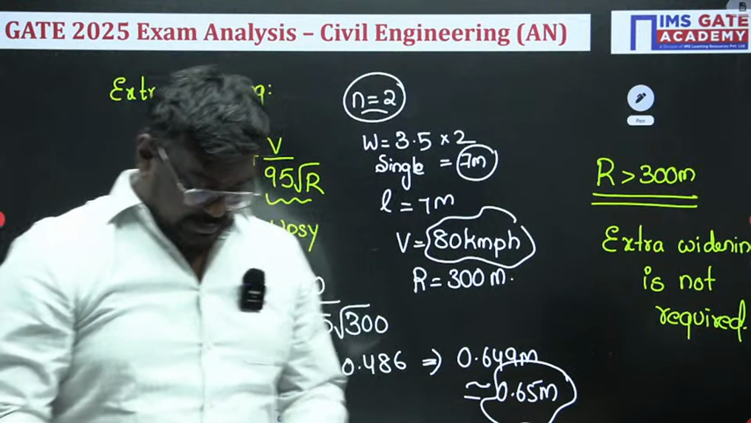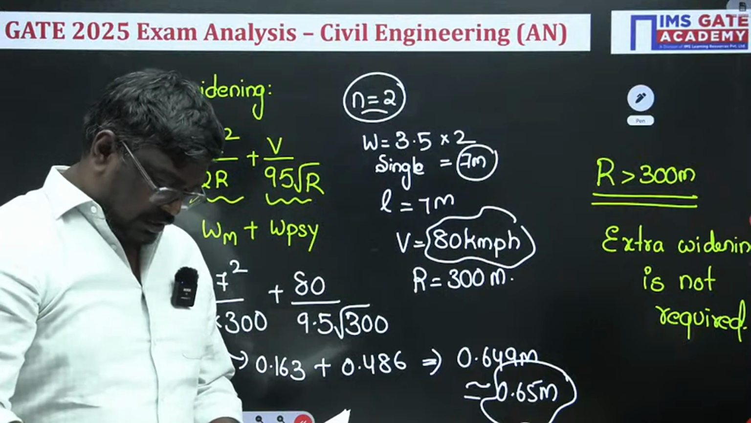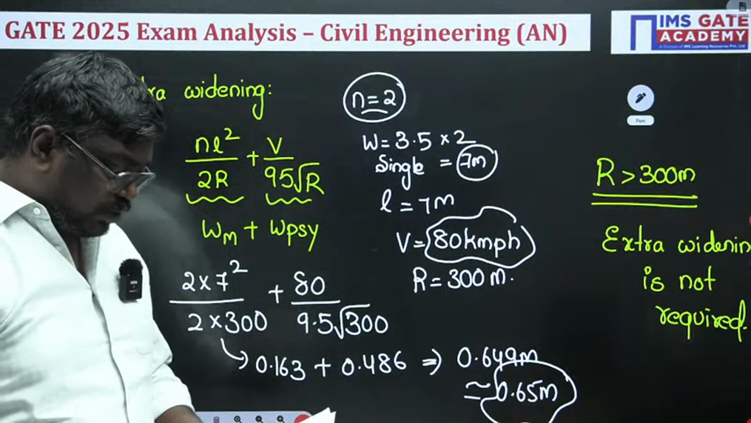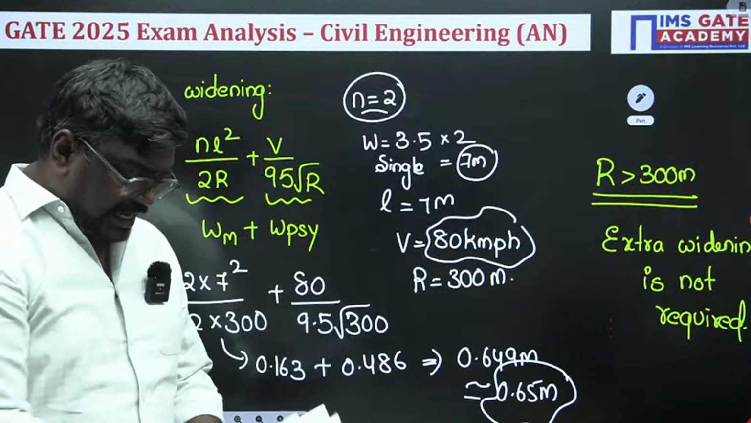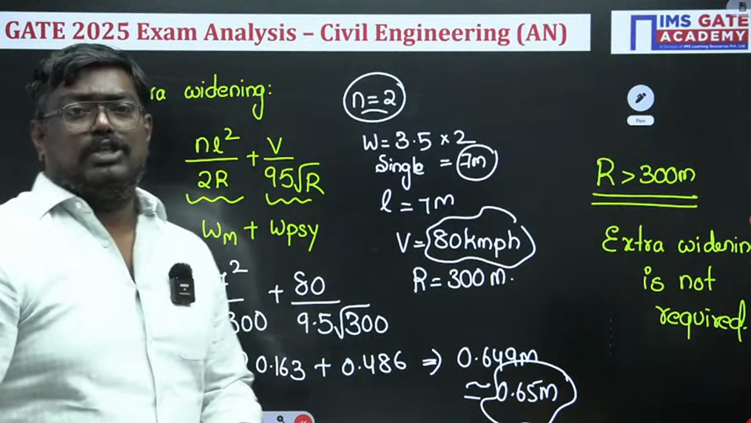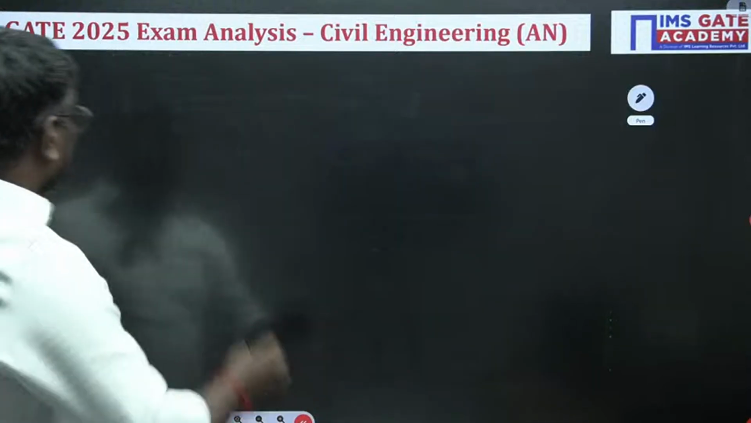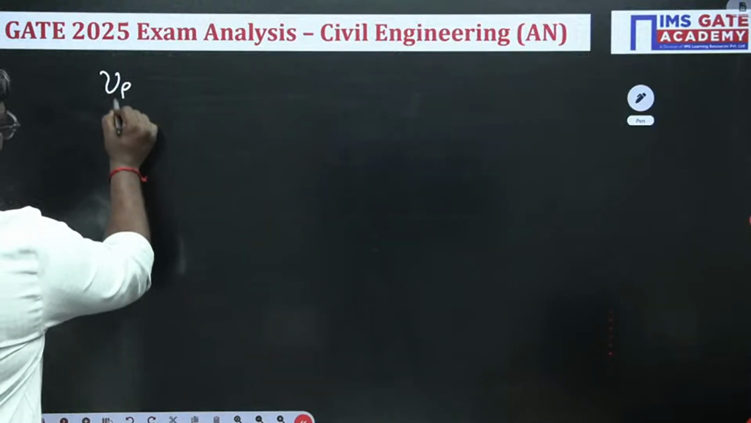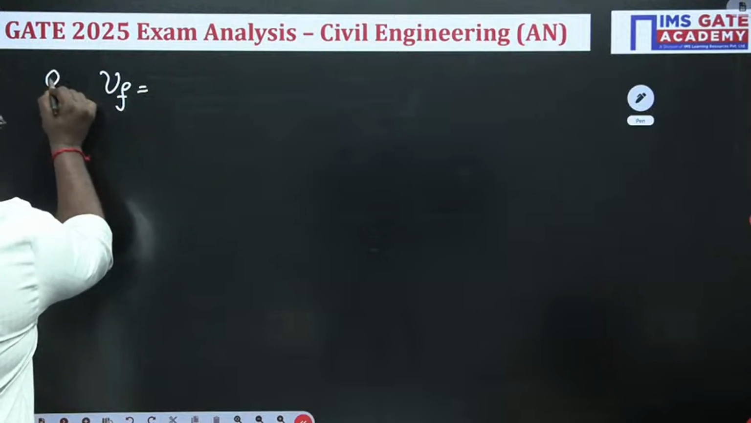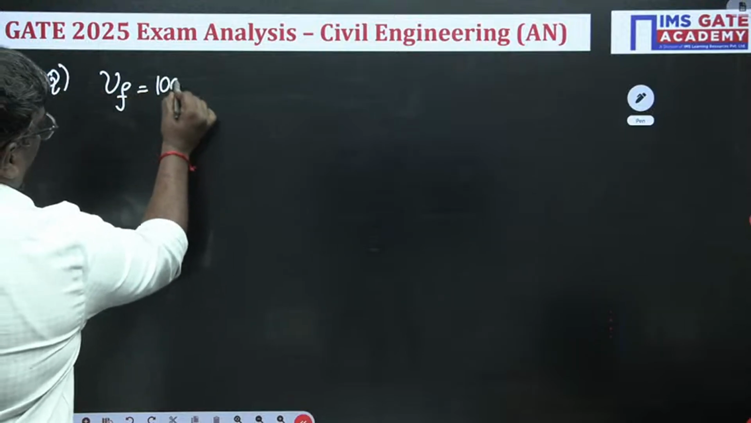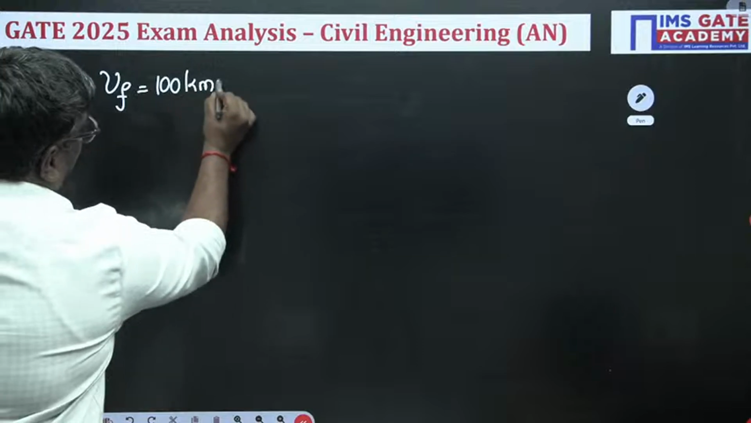I hope you are clear, my dear students. So we are done with the 2 questions in transportation. There was another question in traffic. See, free flow speed is given as 100 km per hour, and they have asked about capacity.